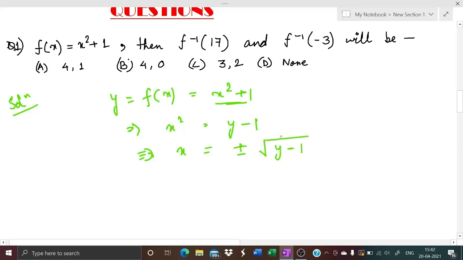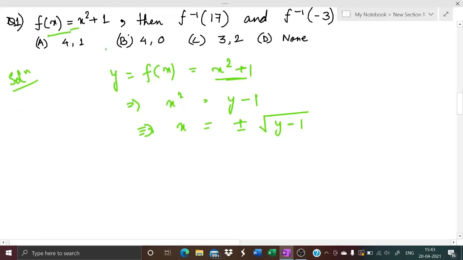Now in this question it is only given that f of x is a function, no domain or range has been specified. So the inverse can be either the positive one, plus under root y minus 1, or minus under root y minus 1. We don't know, so we will take both because nothing is specified in the question. Now we have got this.